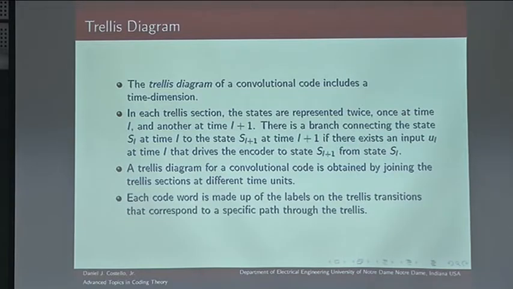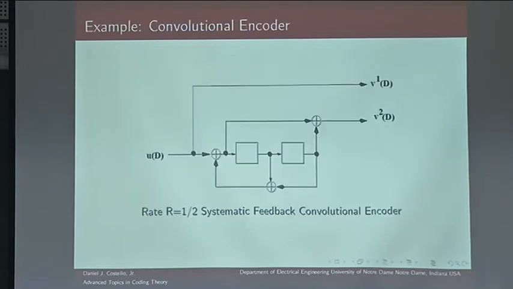Now you may think, why bother doing this? You've got the state diagram, why do you need this thing? We'll see tomorrow when we discuss the decoding algorithms that this gives the visualization that you need to really understand the decoding algorithms. Much easier than you could just by looking at the state diagram. So the code word is made up of the labels on the trellis transitions that correspond to a specific path through the trellis, just like a code word corresponded to the labels on the state diagram transitions that corresponded to a specific path through the state diagram.